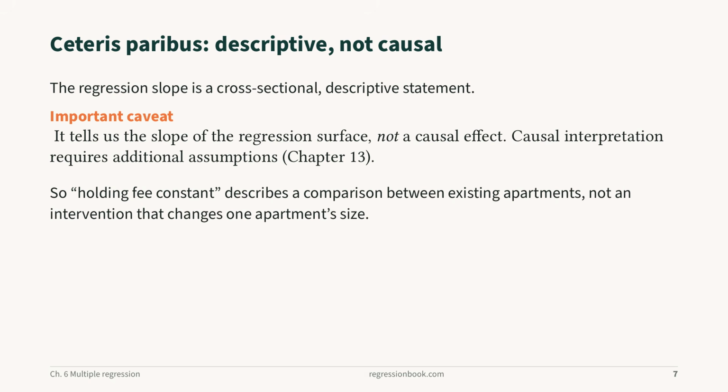And one more guardrail before the estimates. This ceteris paribus slope is a cross-sectional descriptive statement. It is the slope of the regression surface, not a causal effect. Causal interpretation needs the additional assumptions of Chapter 13. Holding the fee constant describes a comparison between existing apartments, not an intervention on any of them.